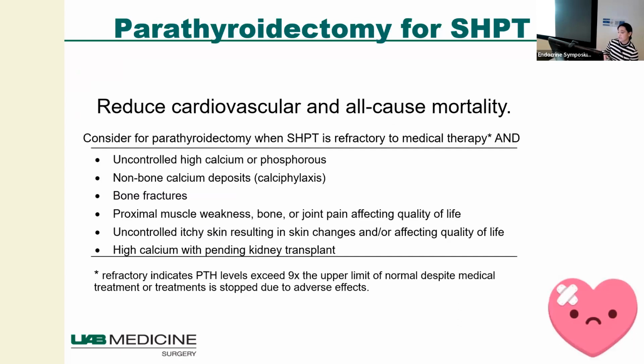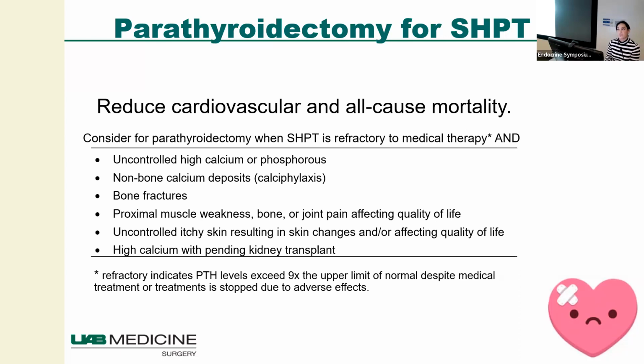This is from the American Association of Endocrine Surgeons guidelines for renal hyperparathyroidism. The recommendation that is made in that document is actually quite conservative. We were trying to make a recommendation to reduce cardiovascular and all-cause mortality. So we say parathyroidectomy is really for refractory medical management, which means a PTH exceeding 9 times the upper limit of normal and having one of these other comorbidities associated with renal hyperparathyroidism, which we do know that there's probably looser indications.